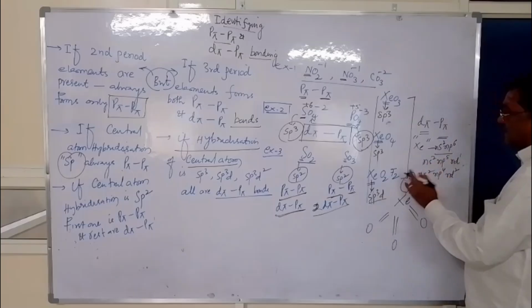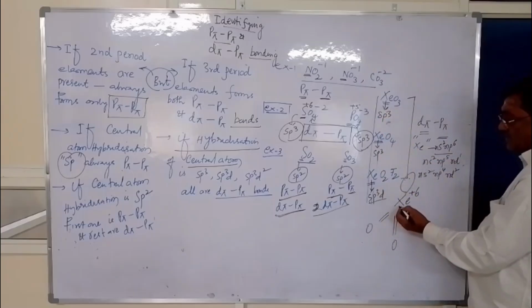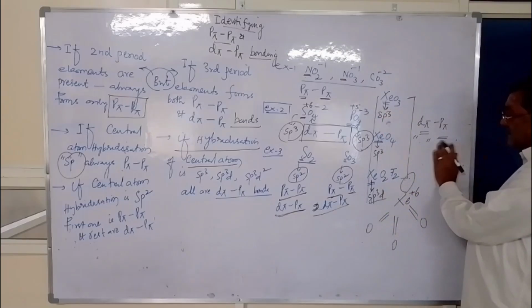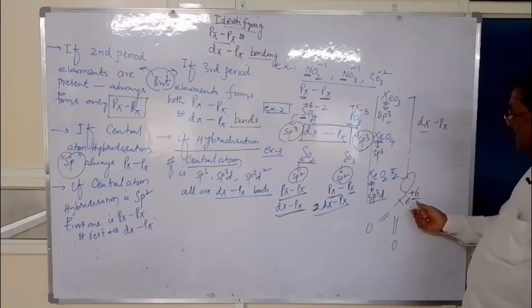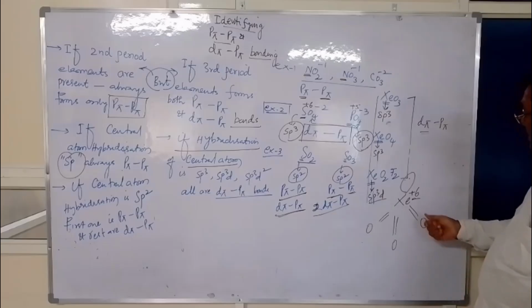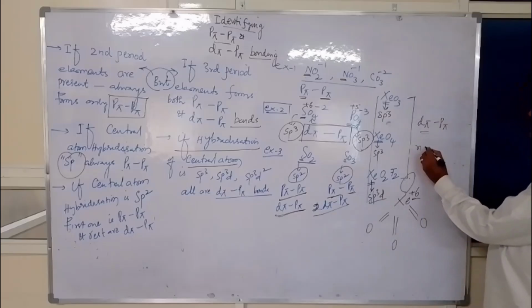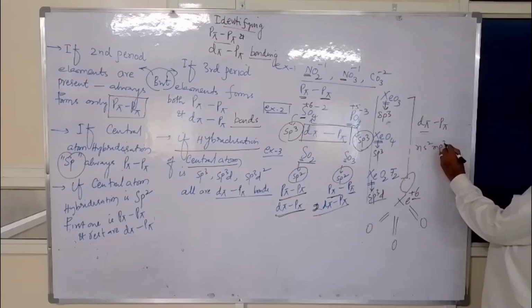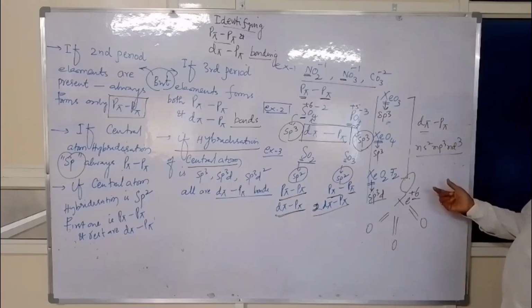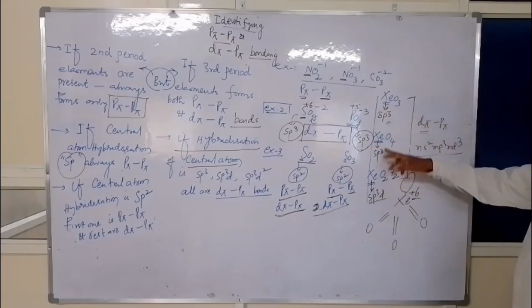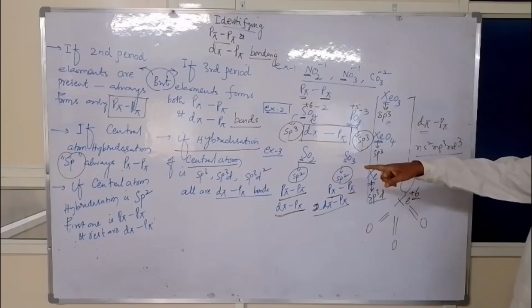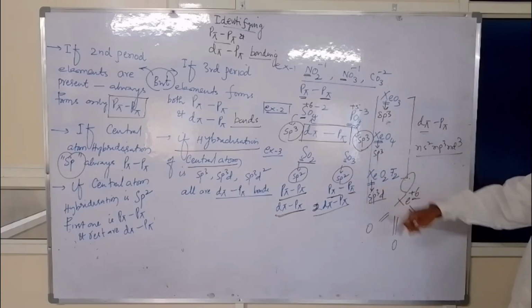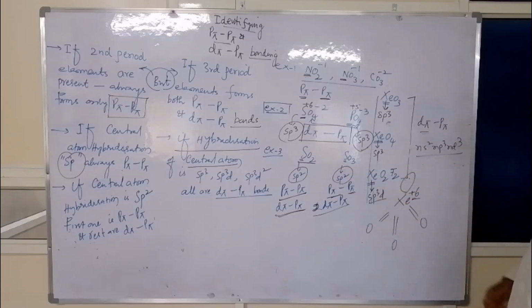Now let's see this figure. What kind of bonds are going to be formed in the excited state? In the +6 excited state, its configuration is going to be ns2, np3 and nd3. If the hybridization is sp3 or sp3d, all are going to be d-pi, p-pi bondings.